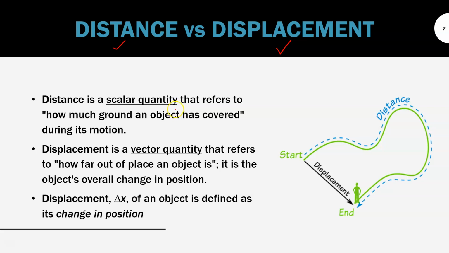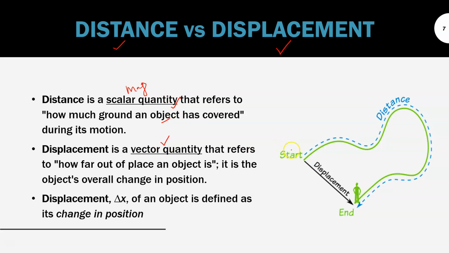So, what is distance? Distance is a scalar quantity that refers to this statement: how much ground an object has covered during its motion. You all know that a scalar quantity is a quantity only with magnitude, right? While a vector quantity is a quantity with both magnitude and direction.